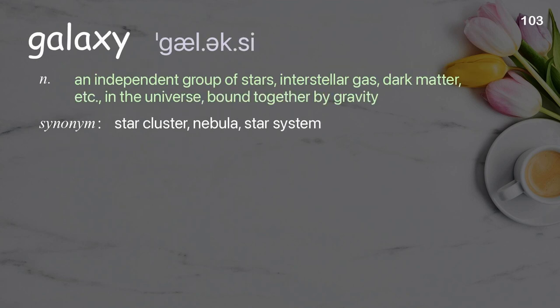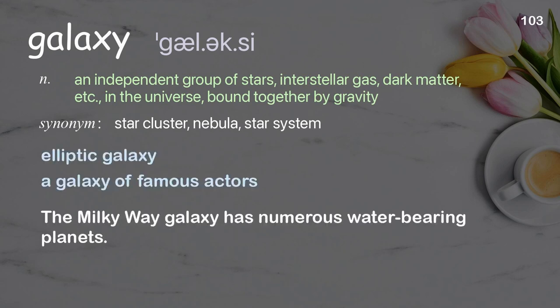Galaxy. An independent group of stars, interstellar gas, dark matter, etc., in the universe, bound together by gravity. Examples: elliptic galaxy, a galaxy of famous actors. The Milky Way galaxy has numerous water-bearing planets.